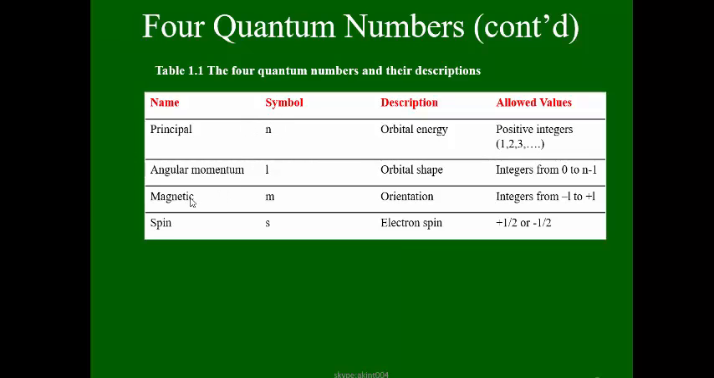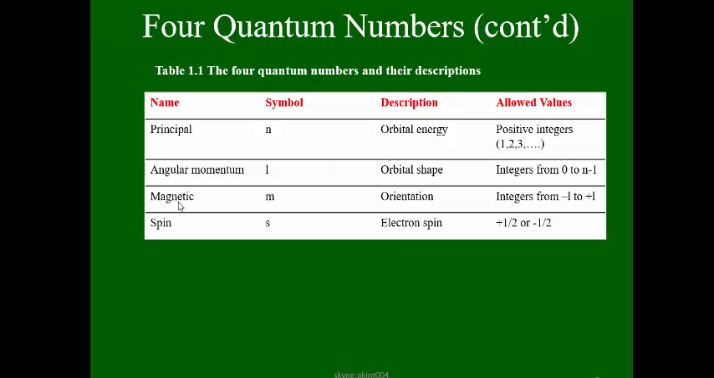The magnetic quantum number describes the orientation of the orbitals in space, because from the angular momentum quantum number we said that it describes the shape and the degeneracy of the orbitals. Some orbitals degenerate, some don't. For those that degenerate, the way they orientate themselves in space is different.